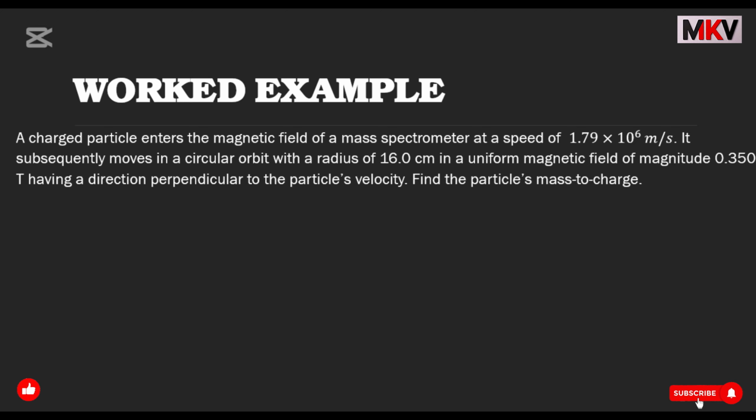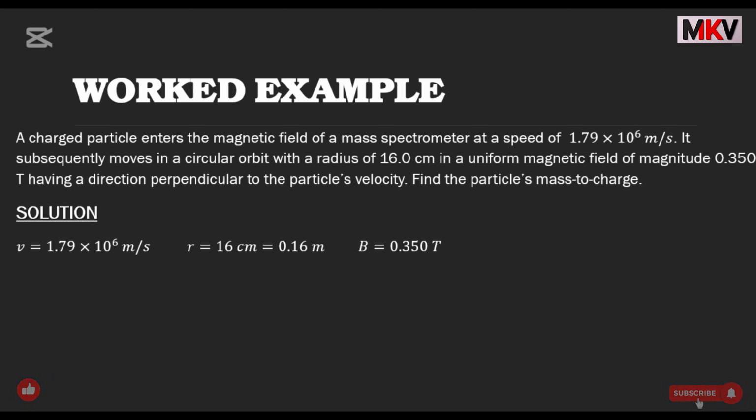So now let's look at the solution to this problem. In the question, we have the speed at which the particle is moving, the radius of the circular orbit of the particle, the magnetic field intensity, and the direction of the field relative to the particle's velocity. So now we write out the parameters that we have: the velocity, the radius, the magnetic field, and the angle, which is 90. But here we don't need the angle.